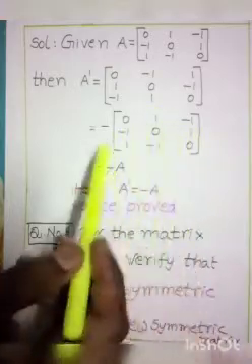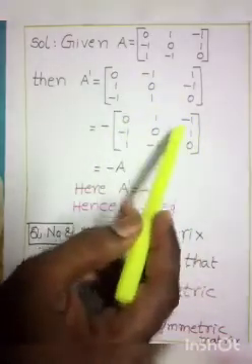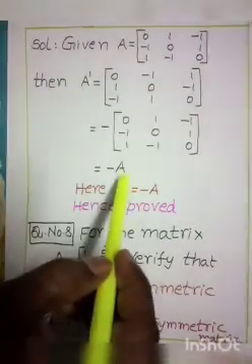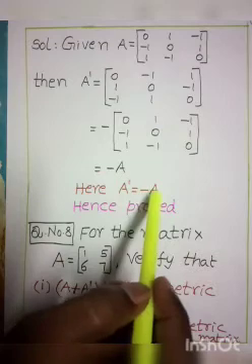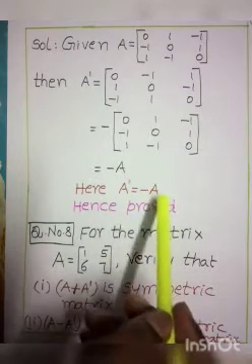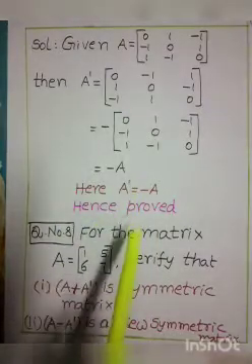Okay, my dear children, this is nothing but matrix A. So minus A. Here we got A dash is equal to minus A. Hence proved. The given statement is proved. Understood, my dear children? Right.